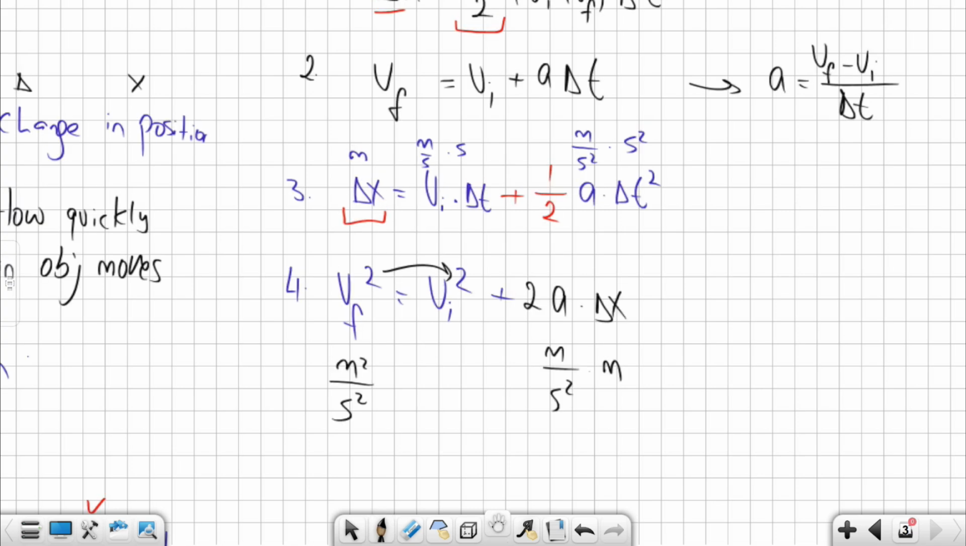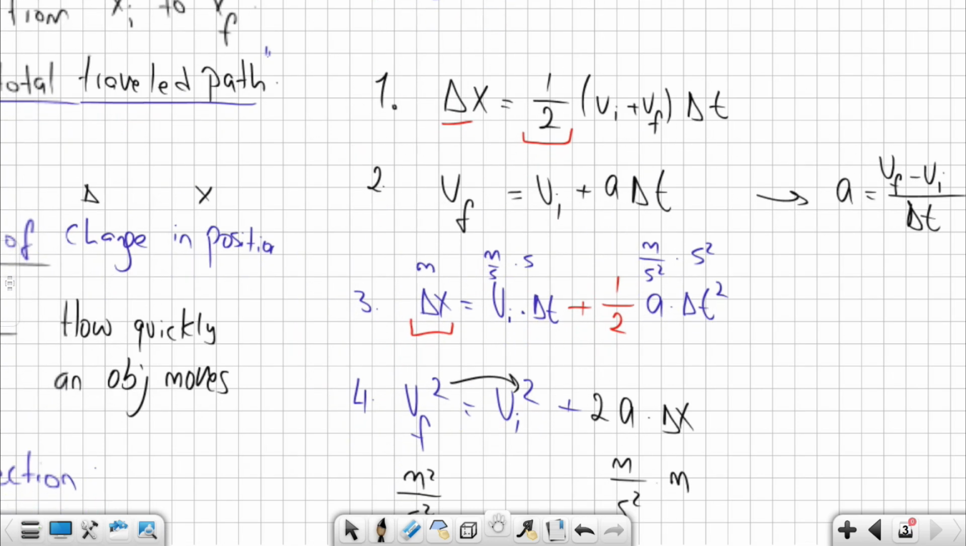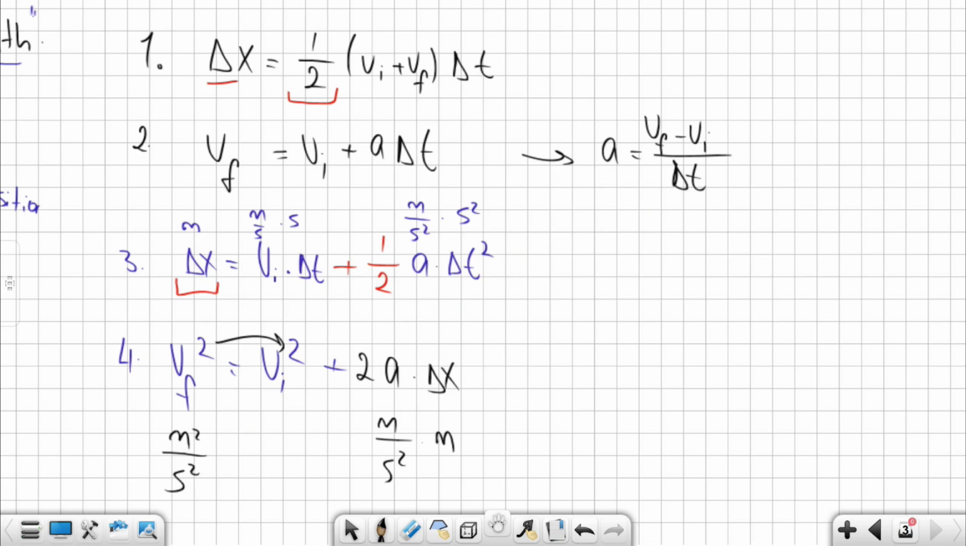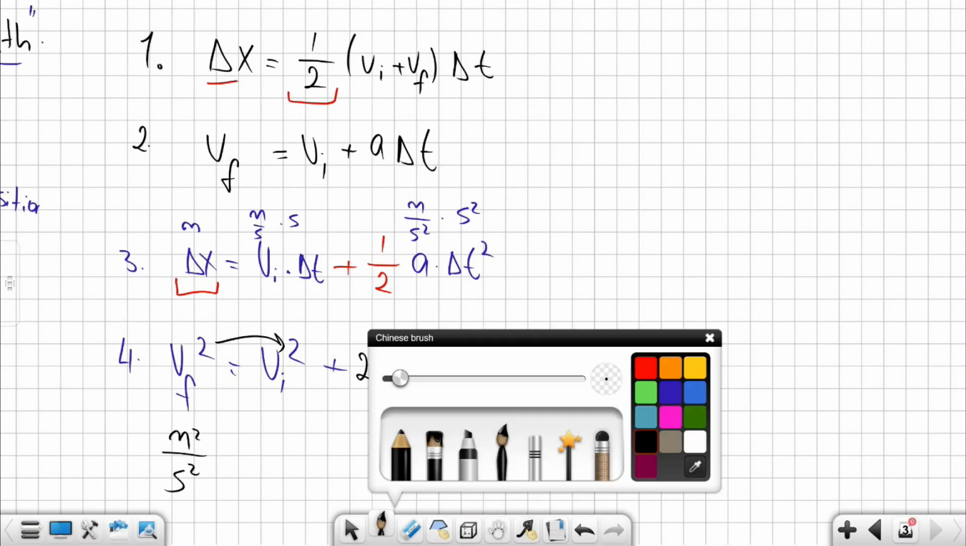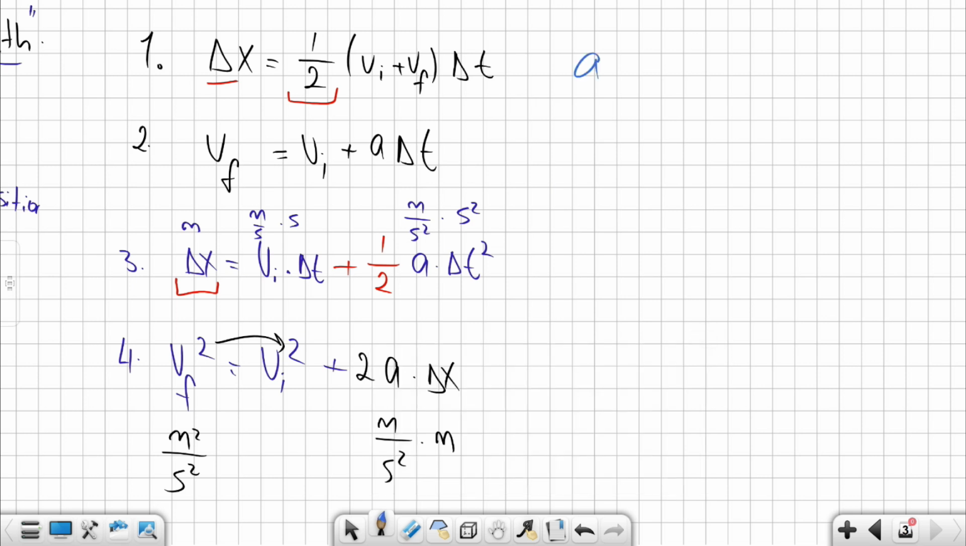How about using all these four kinematic equations? If you pay attention to every equation, there's a missing quantity in each of them. The first one, the missing quantity, is acceleration. In the second one, there is no delta x. And in the third one, there's no v final. And in the last one, there's no delta time.